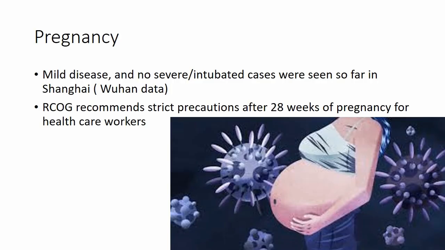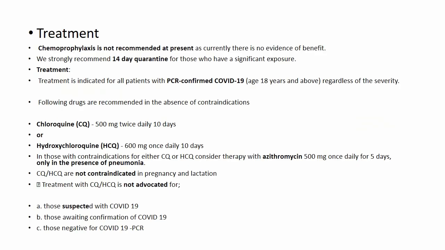What is the impact on pregnancy? According to Wuhan data, pregnant women develop only mild disease and no severe intubated cases were seen so far. And RCOG recommends strict precautions after 20 weeks of pregnancy for all healthcare workers. Okay, what are the treatment options available? Chemoprophylaxis is not recommended at present as currently there is no evidence of benefit. We strongly recommend 14 days quarantine for those who have significant exposure.